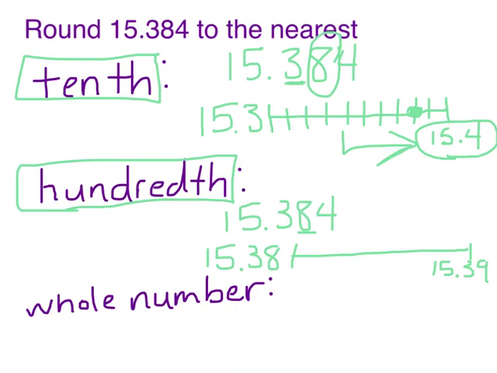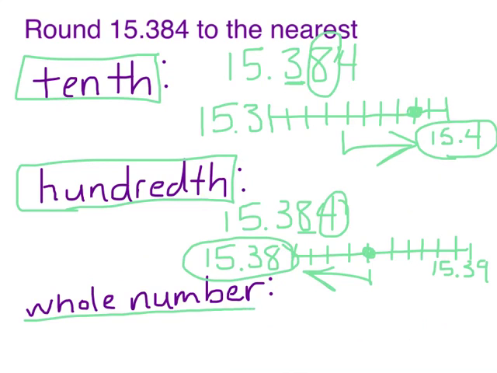Which digit tells me how far to move down my number line? The 4 is in the next place value. I'm splitting these two hundredths up into thousandths. Because that 4 is less than 5, I can see I'm closer to my smaller hundredth.